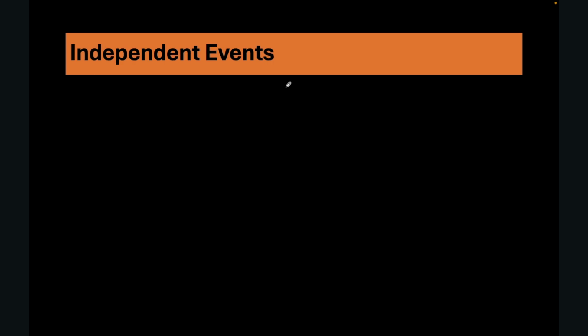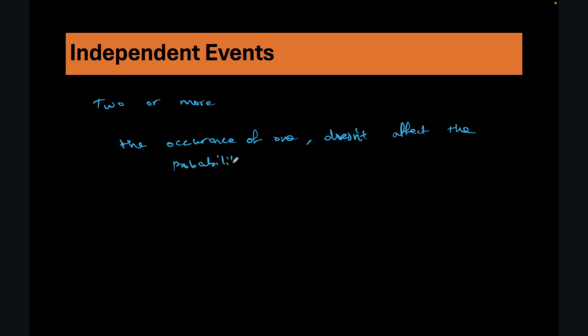Now we have what we call independent events. I think I've already gone over this in the previous videos. Independent events says that if two or more events are happening, the occurrence of one doesn't affect the probability of the other event.